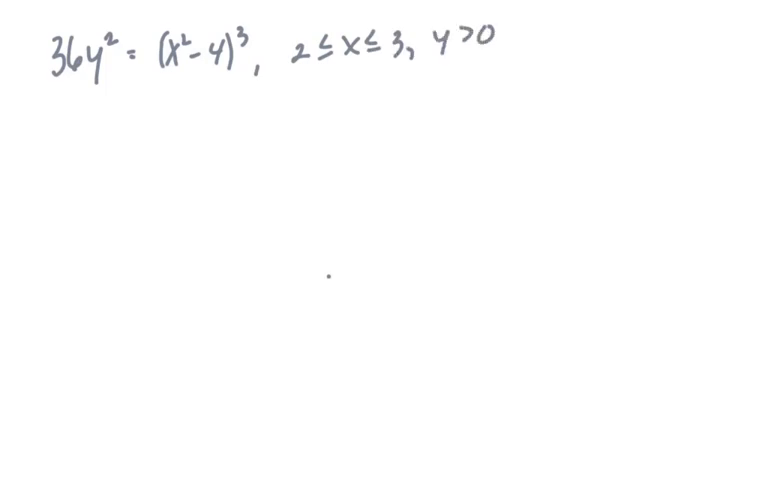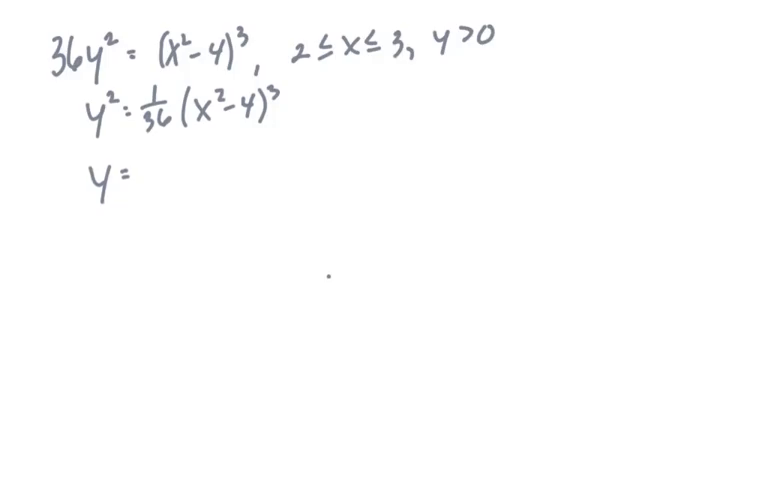This problem says find the exact length of the curve. So it says 36y squared equals x squared minus 4 to the third power, and x is between 2 and 3, and y is greater than 0. So we need to solve for y first, because we need dy over dx. So I'm going to say y squared is 1 over 36, x squared minus 4 to the third.